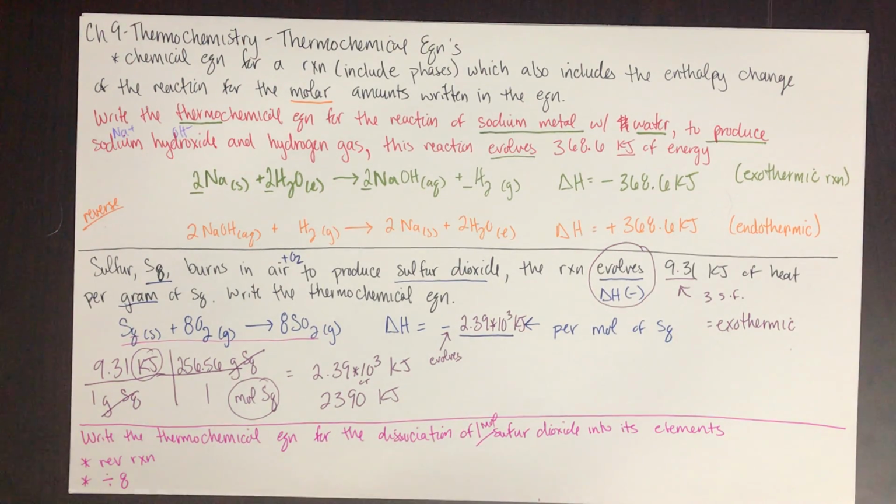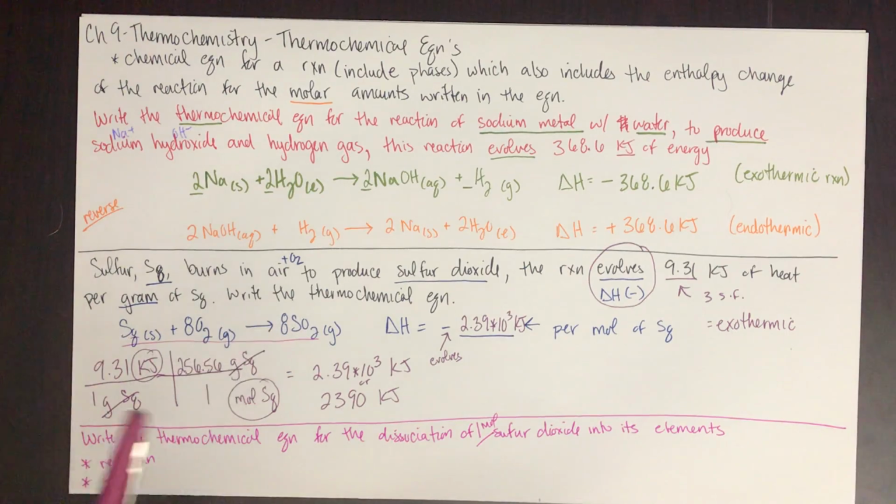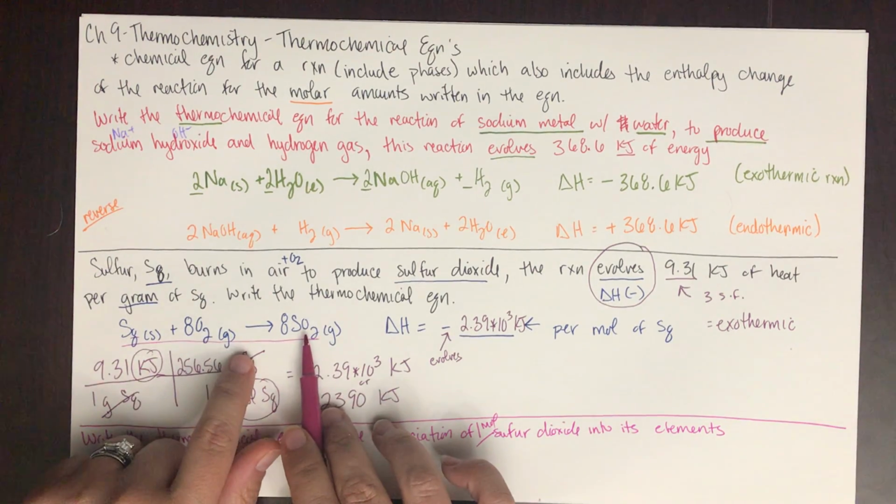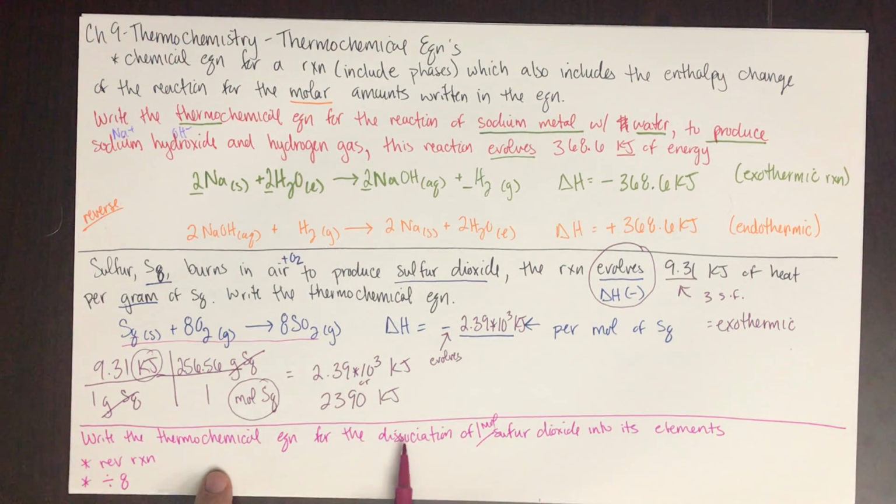So in thermochemical equations, this is where you're going to see some weird stuff that you've never seen before with coefficients. Up until now, you've only seen coefficients be whole numbers. Sometimes in thermochemical equations, you're going to see some fractions. And this is not something that you've seen before, but I'm going to show you an example of what this looks like.